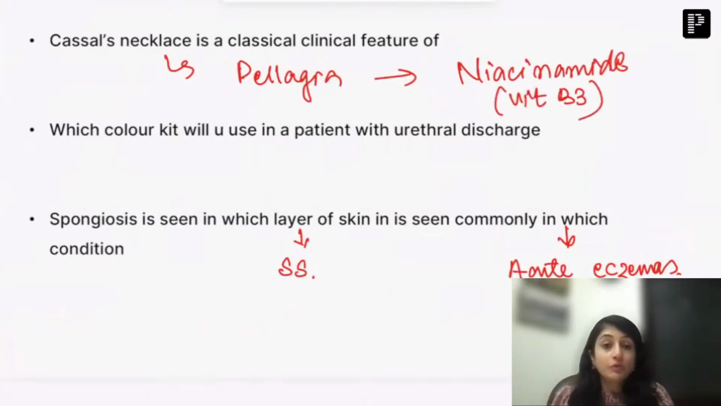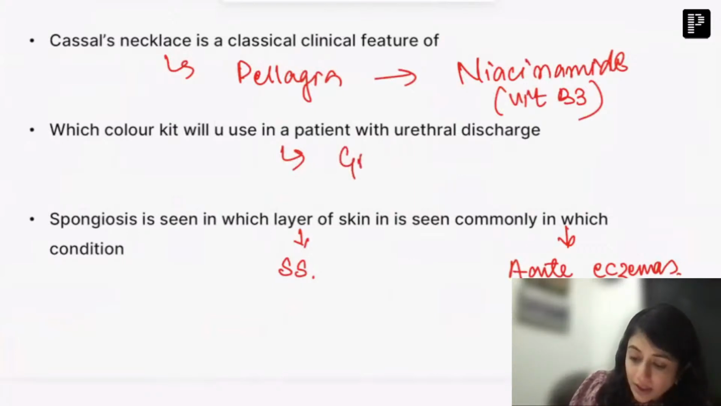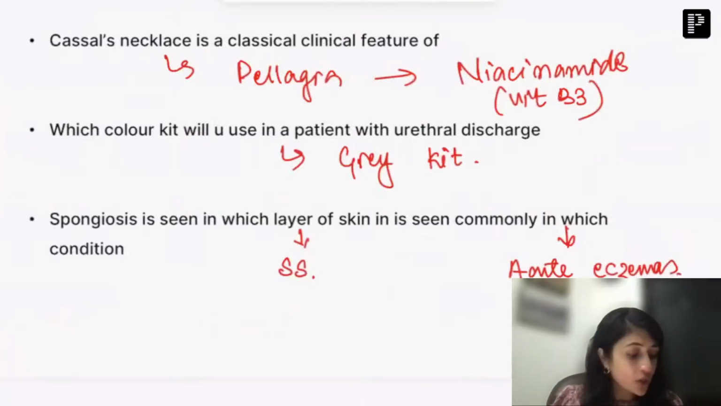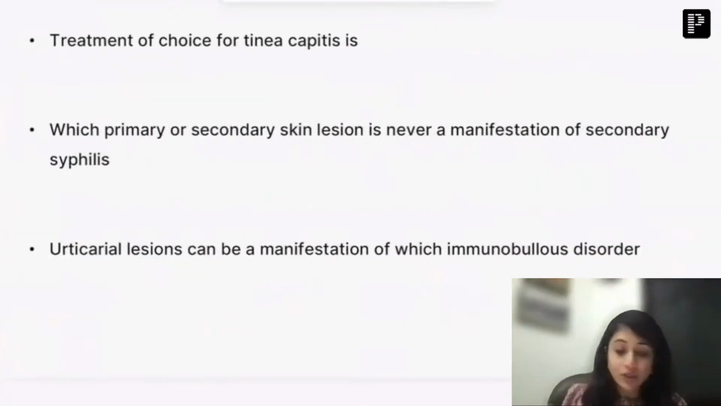Thiamine is vitamin B1. Casal's necklace is seen with pellagra, and that is caused by deficiency of niacinamide or vitamin B3. Yes, you use Gray kit for urethral discharge. This is the most common kit which is asked for you. Gray kit, yes. Spongiosis, I've answered this, is seen in stratum spinosum. It appears as intercellular edema, and you see it in acute eczemas.